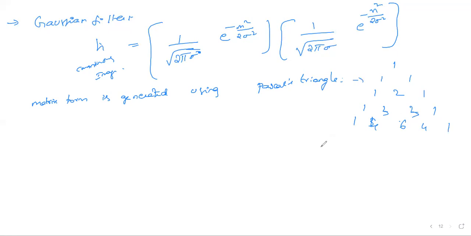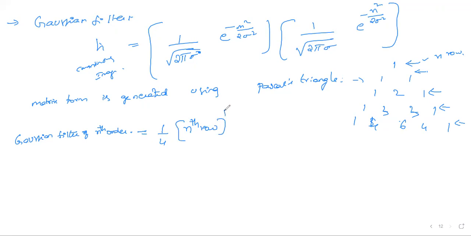How can we generate the Gaussian filter? Gaussian filter of nth order. Nth order means this row. You have to select this row, the nth row, based on this one. So the Gaussian filter of nth order is given as 1 by 4, nth row transpose.